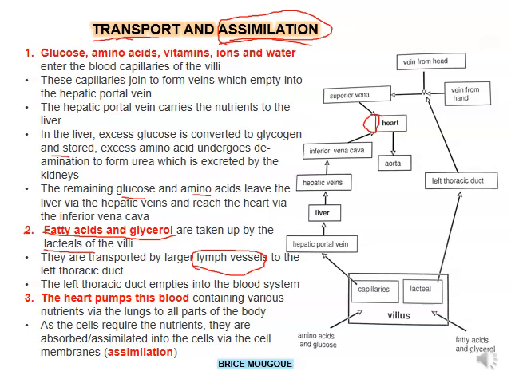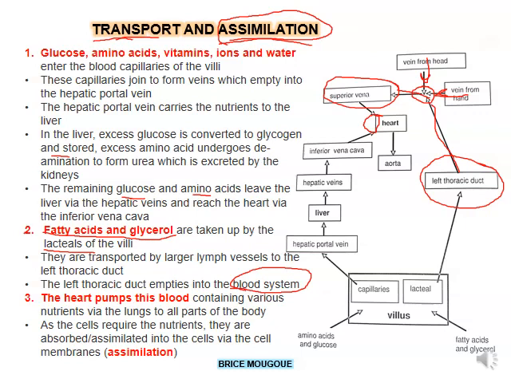And the fatty acids and glycerol will then be transported by these lymph vessels to the left thoracic duct, found around the thorax. The left thoracic duct will in turn transport this fatty acid and glycerol and empty them into the blood system, into the veins, such that they meet up with blood coming from the head, blood coming from the hand, and everything will be delivered now to the superior vena cava. So that's the point where we are at.